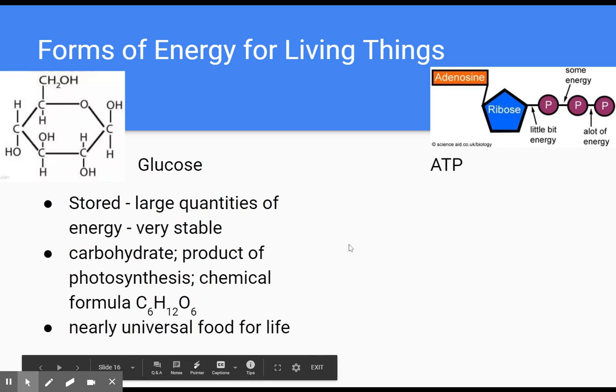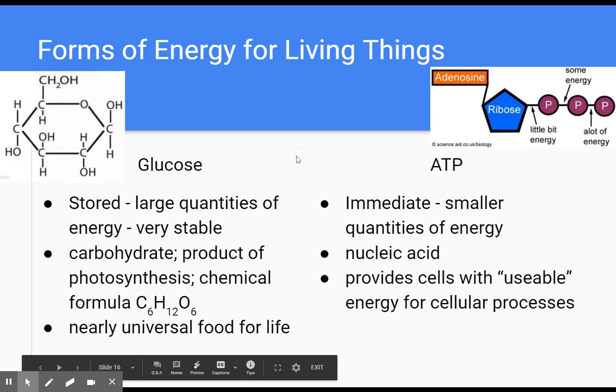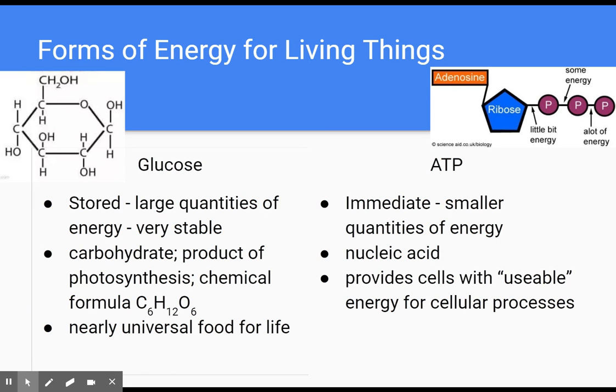Now, ATP, on the other hand, is a smaller amount of energy. It's more of an immediate energy, and we use this as energy for our cells. We'll talk about that in a second as well. This is not a carbohydrate. ATP is a type of nucleic acid. So what's the difference here? Why do we have these two different types of energy?